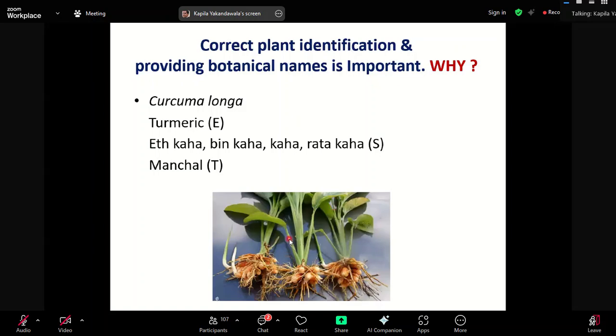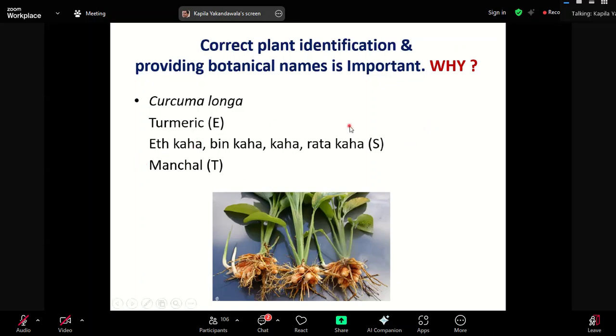Okay, if you look at it, in Sinhala we call it kaha, in English turmeric, in Tamil manjal, botanically known as Curcuma longa. In Sinhala we have about 5 different names in different places. So if you say bin kaha, nobody will understand, because the majority of us know kaha. So we might think that this could be a new plant. So giving a Sinhala name, you can see, there are a lot of common names.